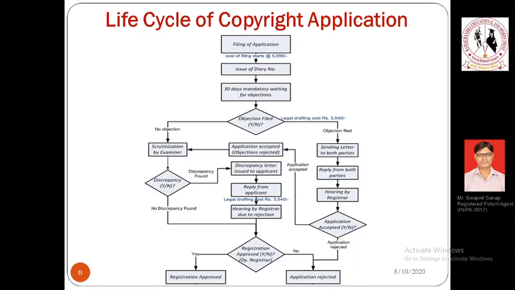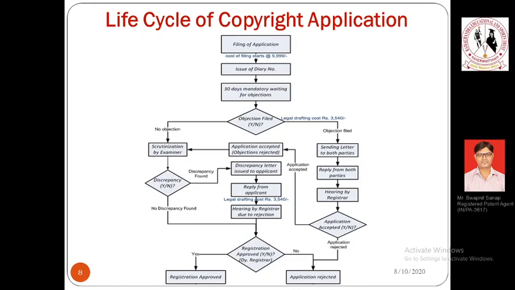Once this particular application is filed at the copyright registry, a diary number is issued. This is also a difference, right? Here we are referring to it as a diary number. In the trademark, it is referred to as a trademark application number. In a patent, it is referred to as a patent application number. You understood the difference? The application number remains consistent, but the prefix changes: diary number, trademark application number, patent application number.